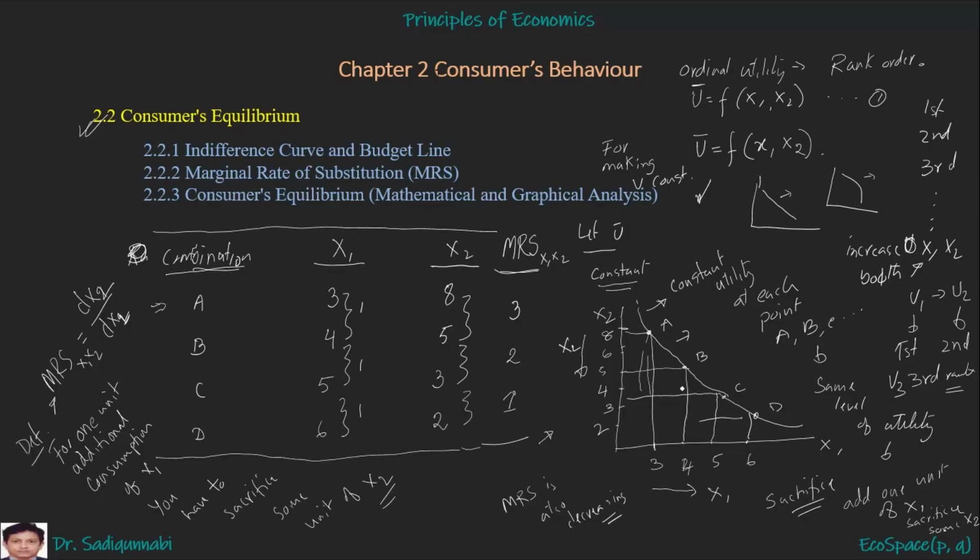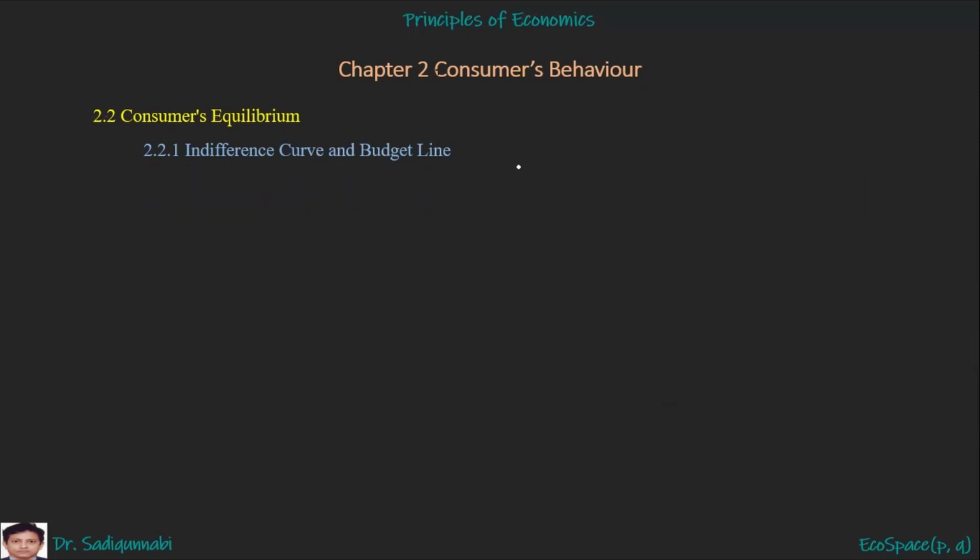Okay, so there is a name for this curve, and the name of this curve is indifference curve. So the indifference curve can be drawn like this, and this indifference curve has some properties. Why is it called an indifference curve? Because the consumer is indifferent whether he is on this point, on this point, or on this point.